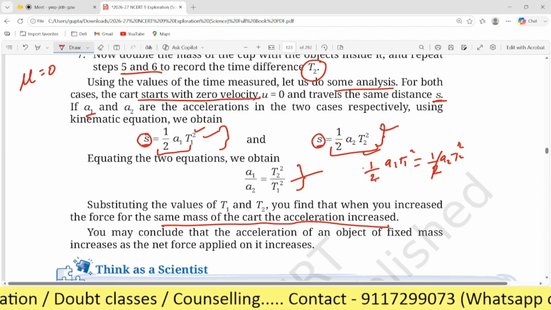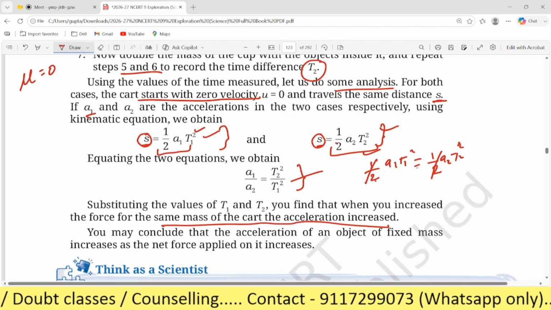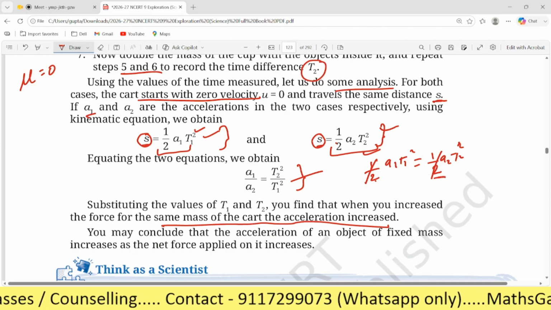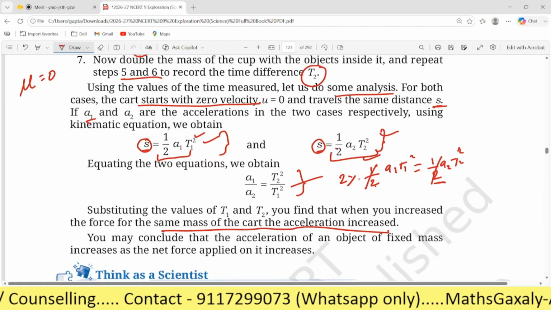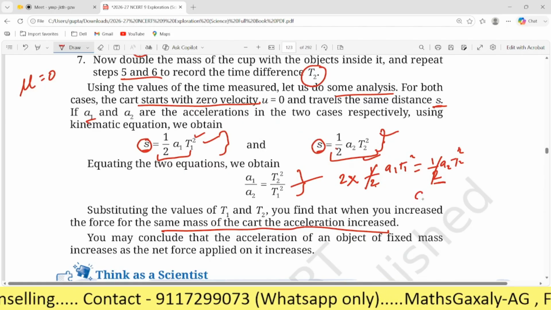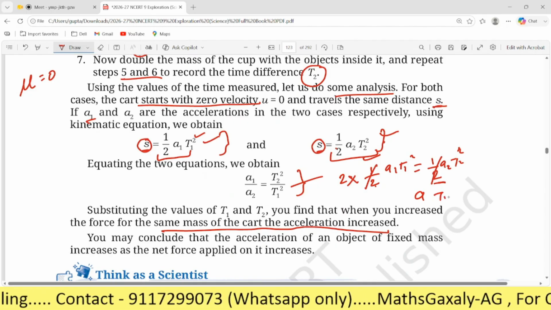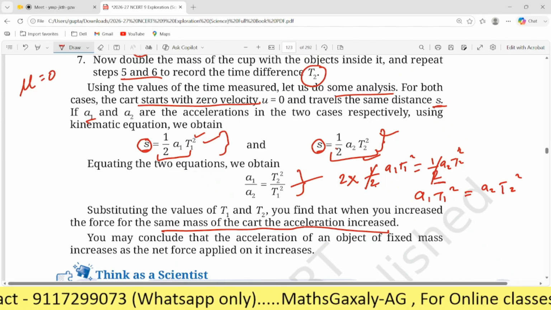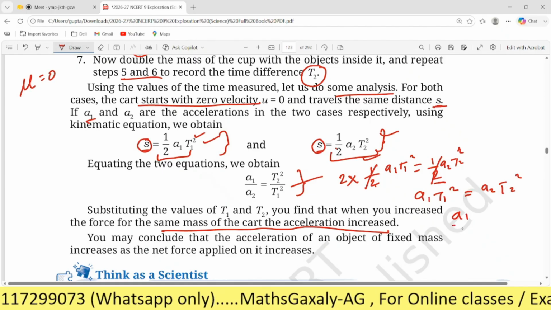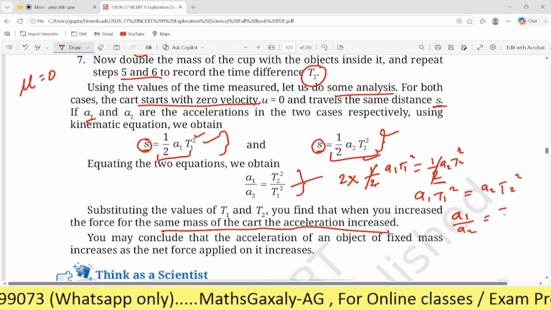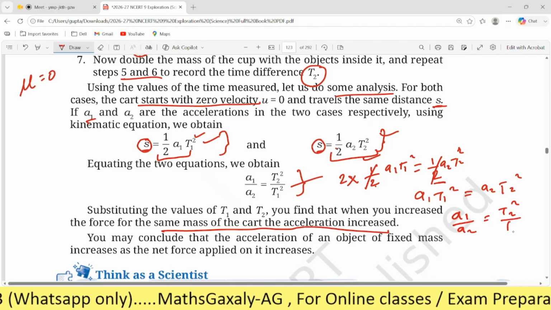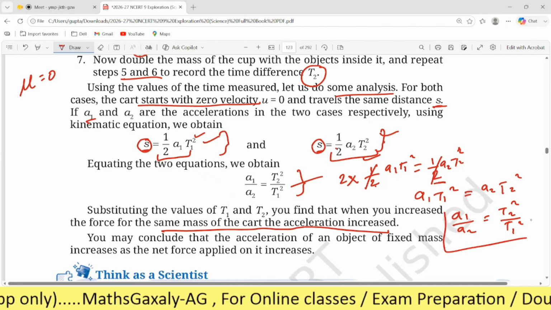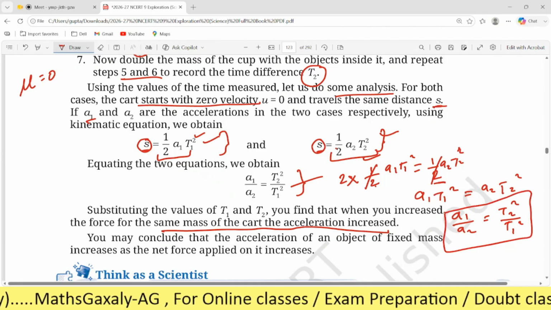This half and this half will be cancelled. Or you can also assume that when this 2 comes to the right hand side, it will be 2 into 1 by 2. So the 2s cancel, and it will be a1 t1 square equal to a2 t2 square. So when you solve it, it will be a1 by a2 equal to t2 square by t1 square. In this way you will get this formula. Is it clear or any doubt?